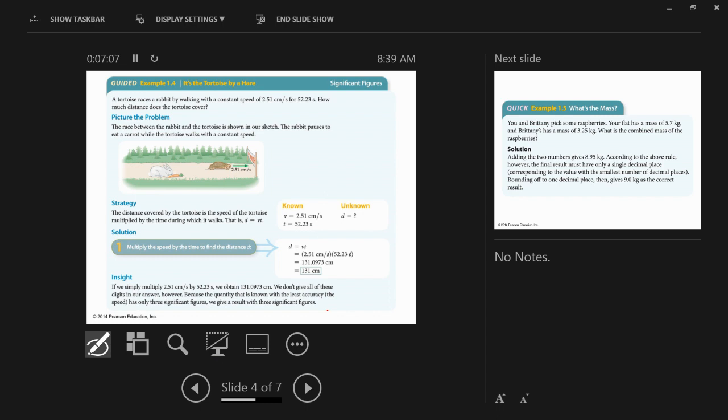How many significant figures does this number have? 4. 52.23 has 4. How many does this number have? 3. So how many should my answer have? 3. 131 centimeters.